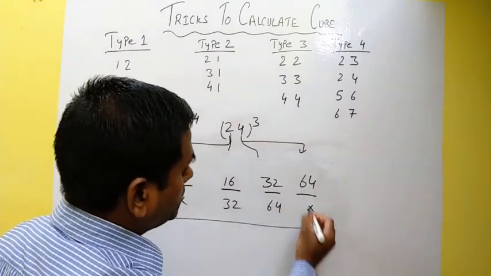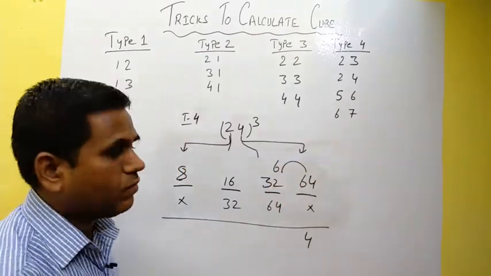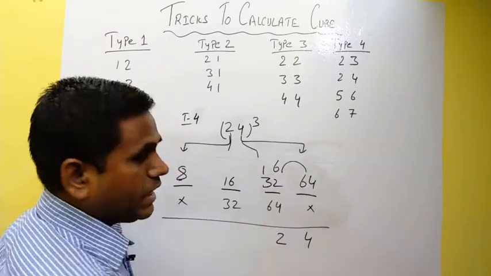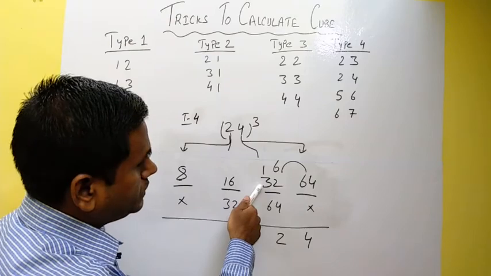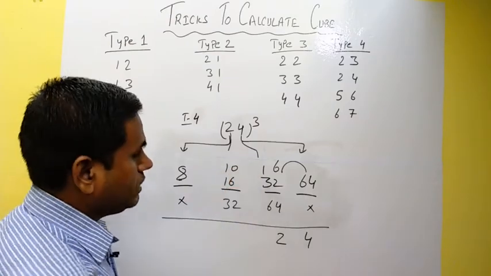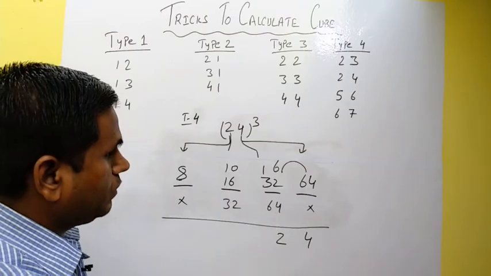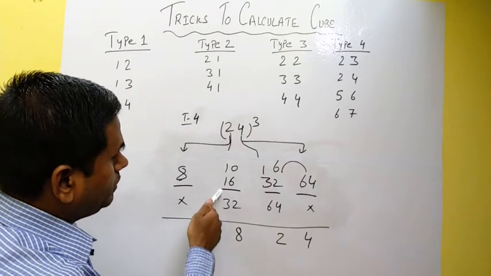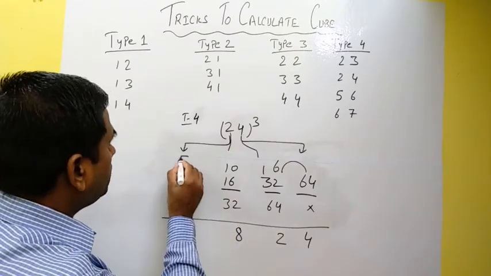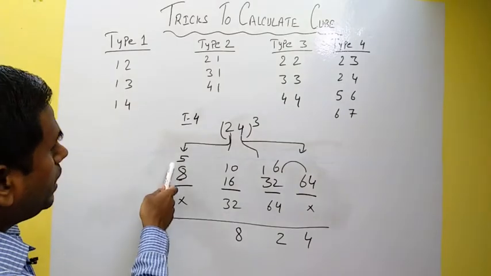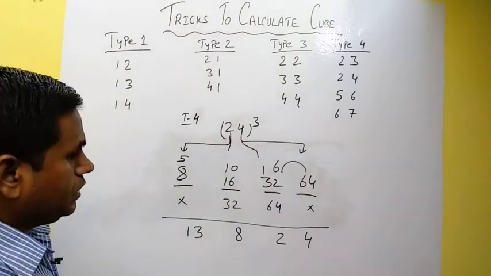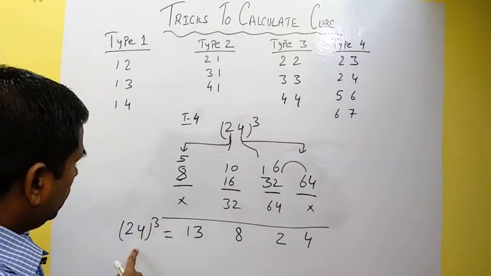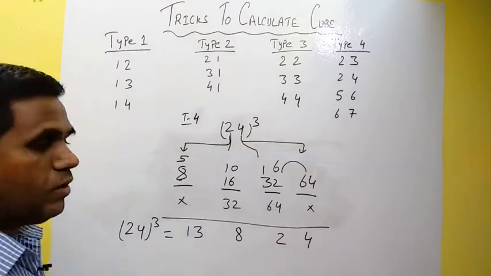So 4 will come as it is, 6 will come here as a carry forward. So 6 plus 4 is 10, 10 plus 2 is 12, so 2, 1 carry forward. Now 6 plus 3 is 9, 9 plus 1 is 10. So 0 here, and 1 will come as a carry forward because we have already written 2 for this number. Okay, now if you add 6 plus 2 is 8, and 3 plus 1 is 4, plus 1 is 5. So 5 will come here as a carry forward, and 8 plus 5 is 13. Okay, so this is your cube of 24: 13824.